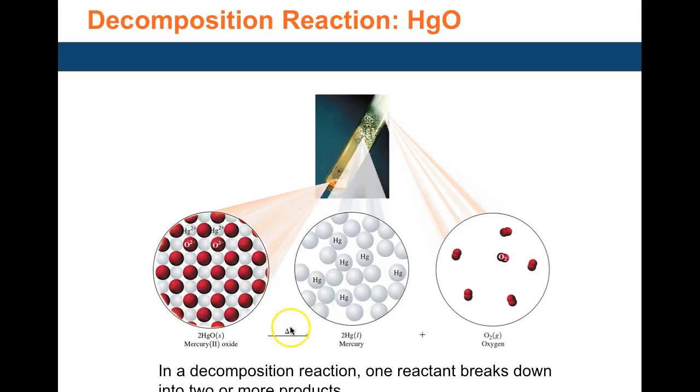So here you can see that mercury 2 oxide is getting decomposed. You can see that once you heat it up, it is breaking down and you're getting mercury which deposits on the sides of the glass. You can see a silver stuff forming on the sides of the test tube, and then the oxygen gas just dissipates into the air.